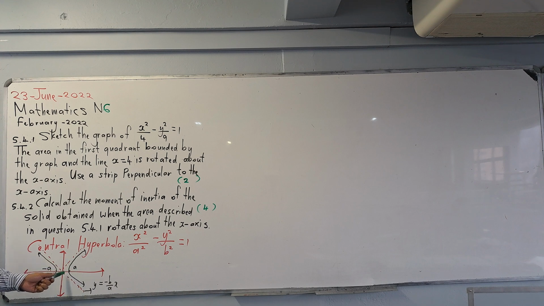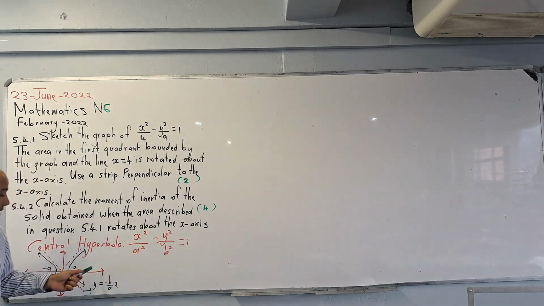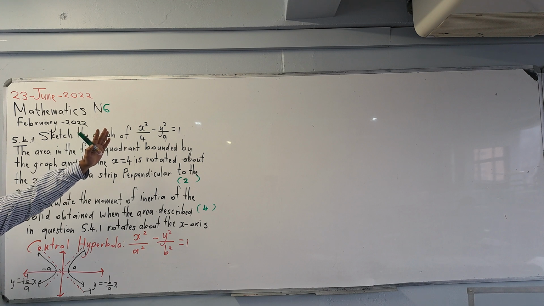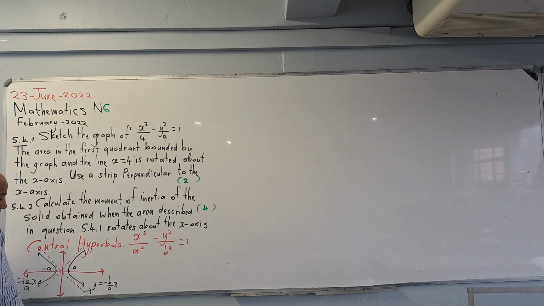You've got x-intercepts. If the equation is in this form, it does not touch the y-axis. The shape is determined by how it comes very close to these dotted lines, these asymptotes. The asymptotes are minus b over a x and positive b over a x, passing through the origin, the straight line with a positive gradient, and this one has a negative gradient.